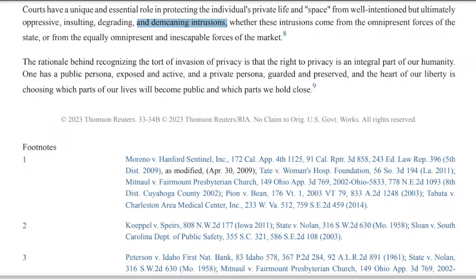So these are operative words here: oppressive, insulting, degrading, and demeaning intrusions. Whether they come from omnipresent forces of the state or from the equally omnipresent and inescapable forces of the market. The rationale behind recognizing the tort of invasion of privacy is that the right to privacy is an integral part of our humanity. One has a public persona, exposed and active, and a private persona, guarded and preserved. And the heart of our liberty is choosing which parts of our lives will become public and which parts we hold close.